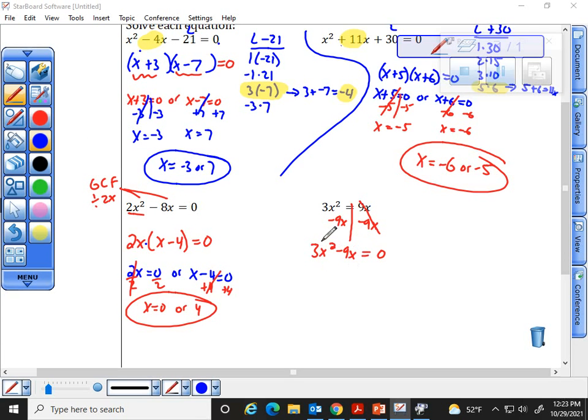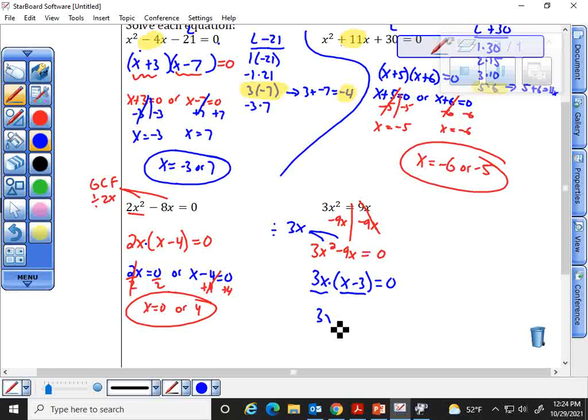Now I GCF out, it looks like a 3x. So dividing out a 3x, putting it in front. Dividing 3 by 3 is 1. Divide out one of the x's, leaves me 1. Divide minus 9 by 3 is a minus 3. Took out the x. So now I have two things multiplied together, so that set equals 0 and that set equals 0.